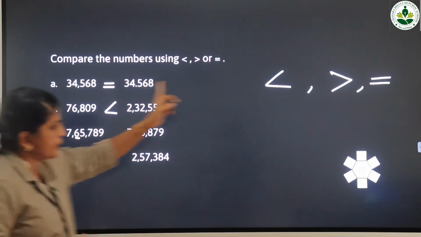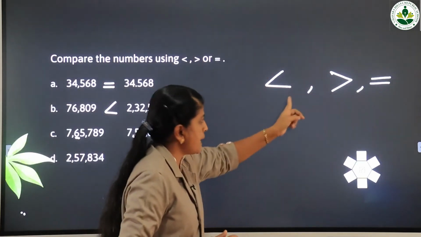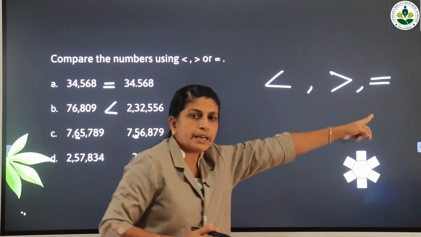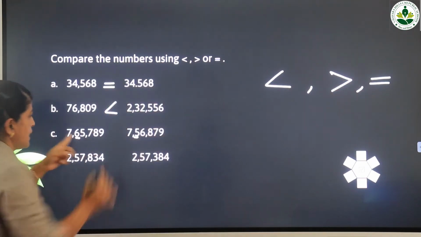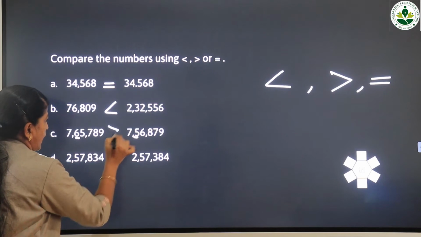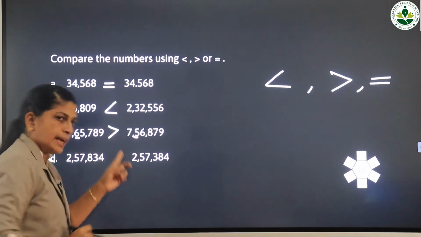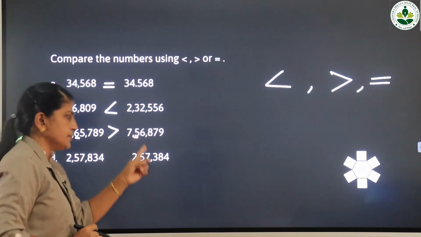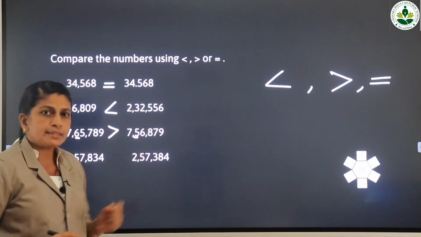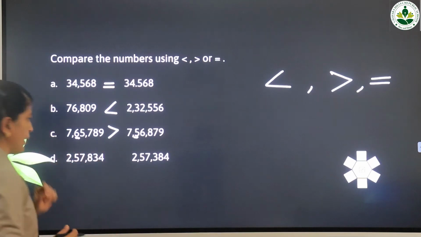Therefore, which symbol do we need to use? Less than symbol, greater than symbol, or equal sign? The first number is bigger. Therefore, 7,65,789 is greater than 7,56,879. Okay.